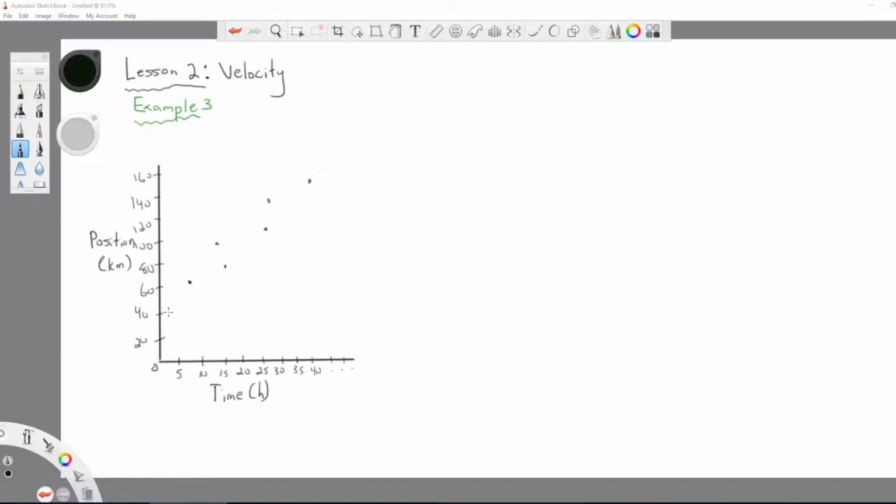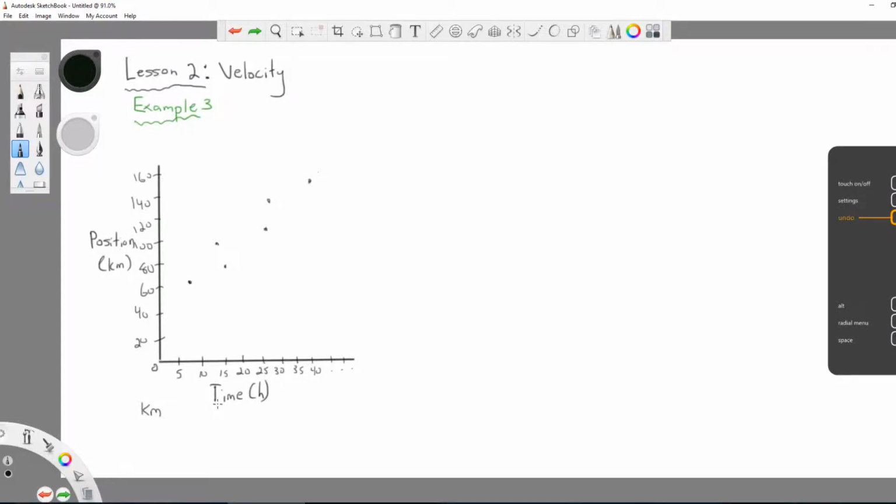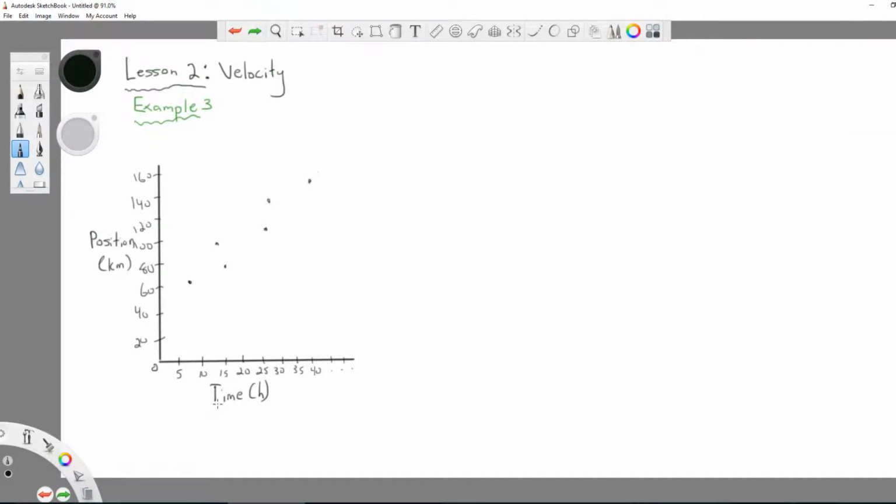And funny enough, if we were to find the slope of a line here, we would have rise over run, position over time. Units are kilometers per hour. That's what the units of the slope would work out to be. Okay, kilometers per hour being a measurement for velocity. So how do we find the slope?